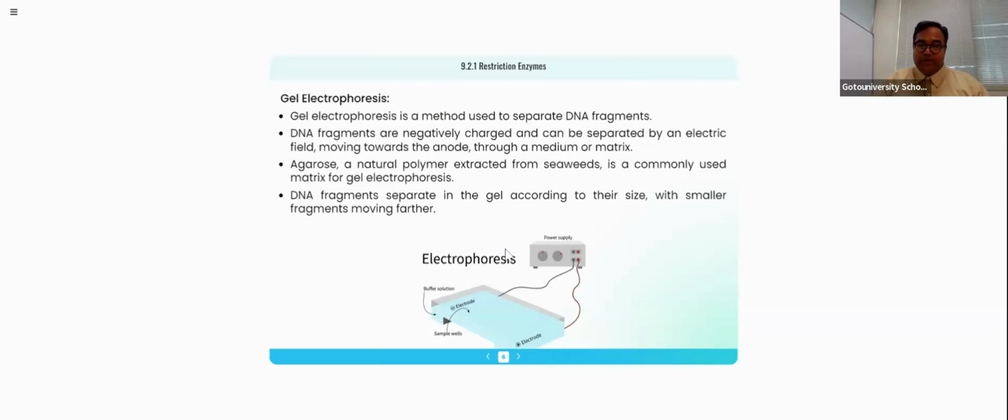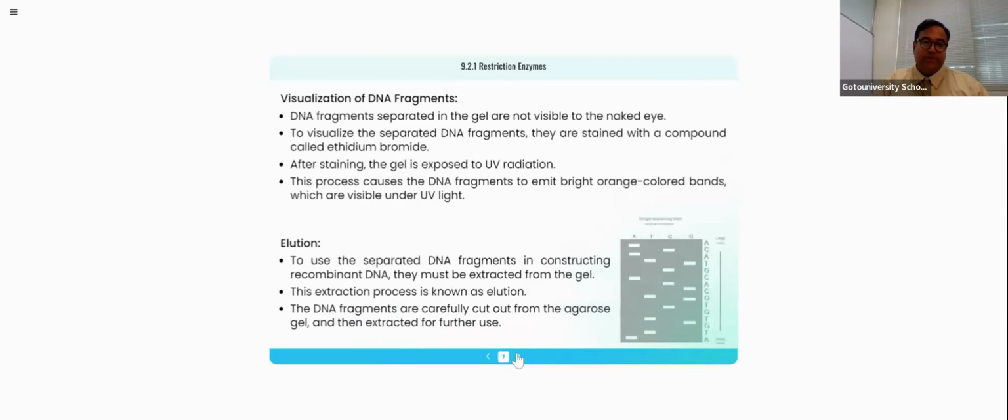So if any one of you has any doubt about the restriction enzyme, please let me know. We know the visualization of the DNA fragment is possible in the gel.